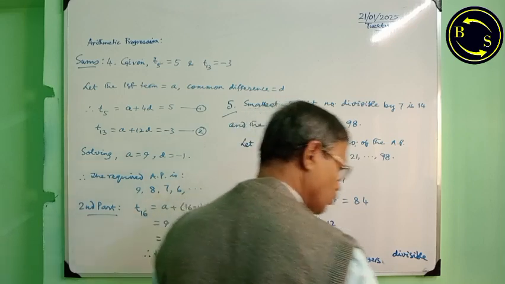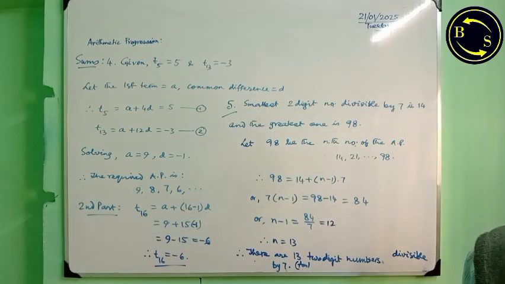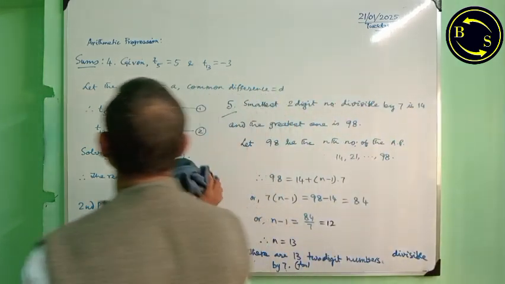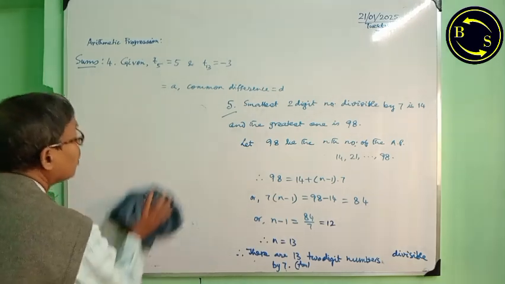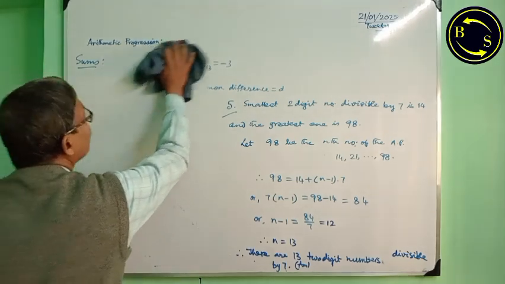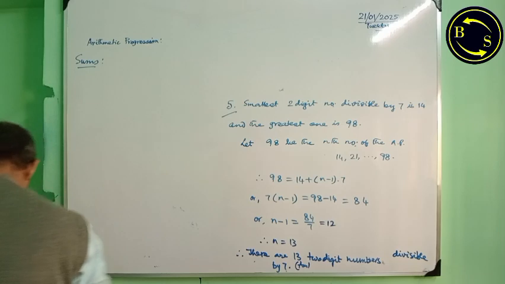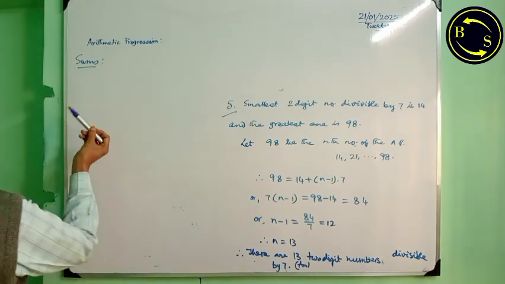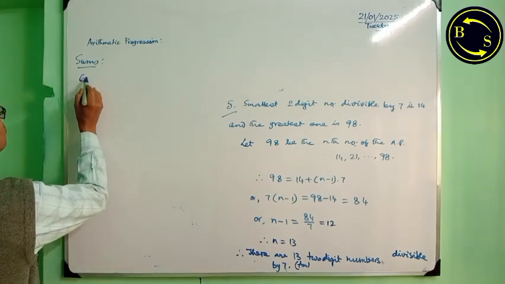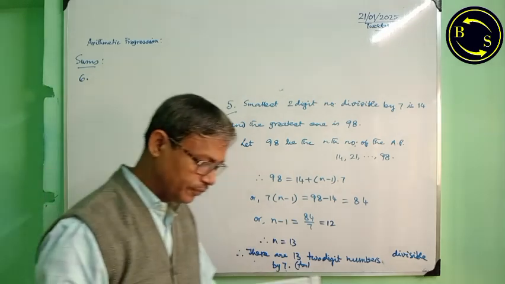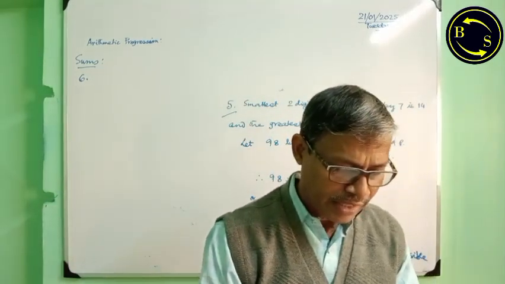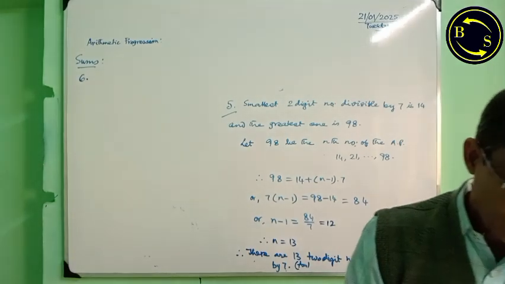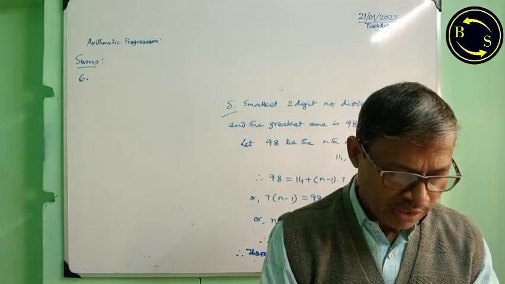Then, next sum. I first read out. This will be sixth sum. First I read this sum. The angles of a quadrilateral are in AP whose common difference is 10 degree. Find the angles.